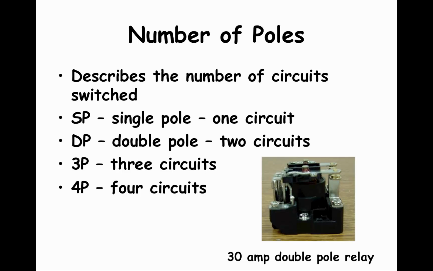A double pole relay controls two circuits, so it would be able to turn on or off two sets or two circuits of lights. Three-pole relays can control three circuits, and I bet you can guess that a four-pole relay can control four circuits. They are commonly abbreviated using SP for single pole, DP for double pole, and 3P for three-pole relays. The picture shows a double pole electromechanical relay.